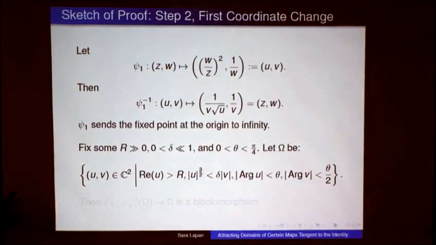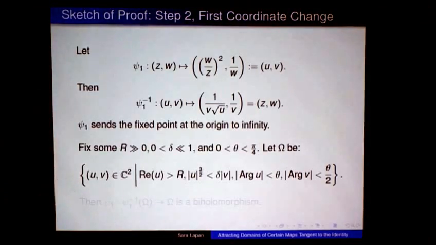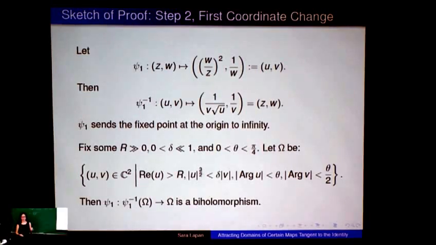Okay, so that's what our omega looks like, and when we do coordinate changes, it's going to keep, for the most part, looking like that, and I'm not going to write out what this looks like because it gets kind of messy. Okay, so on this domain omega, psi1 maps psi1 inverse of omega to omega, this is a biholomorphism.